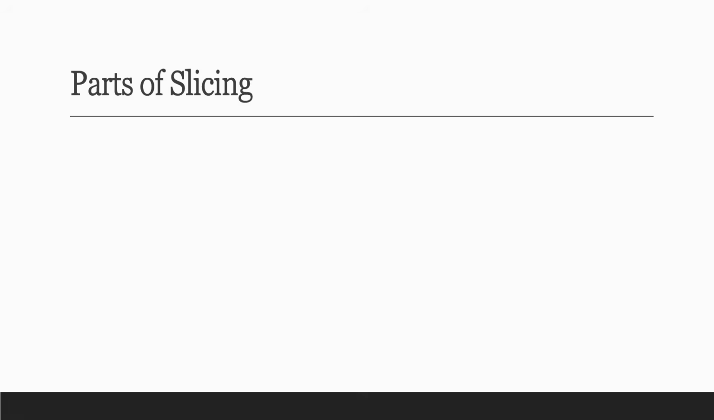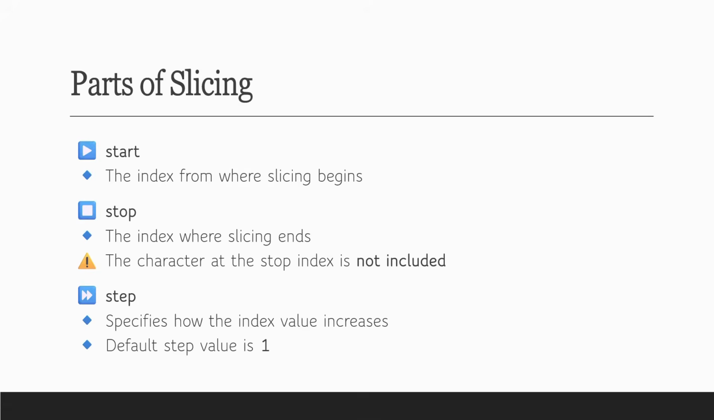Parts of slicing. The start value tells Python from which index the slicing should begin. The stop value tells where slicing should end, but the character at the stop index is not included in the result. The step value decides how the index moves forward. If the step value is not given, Python uses the default value 1.